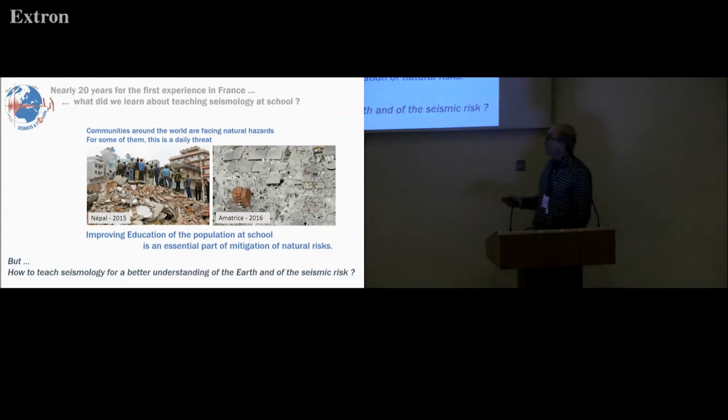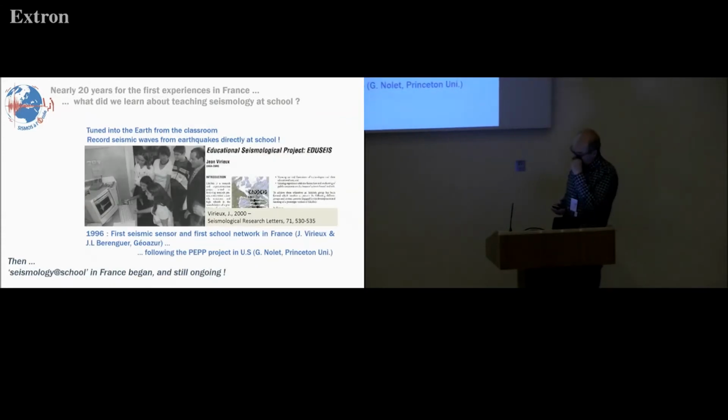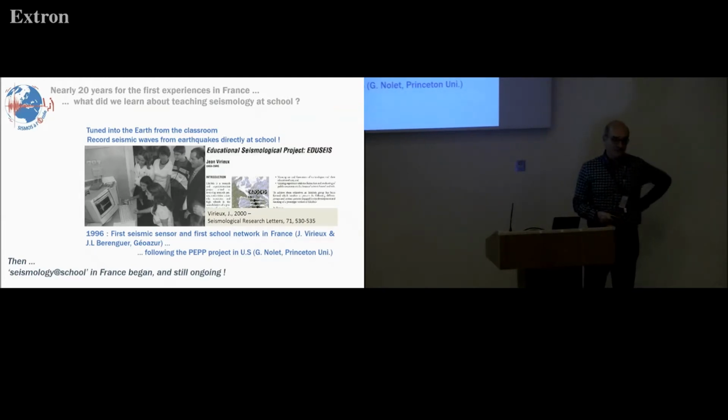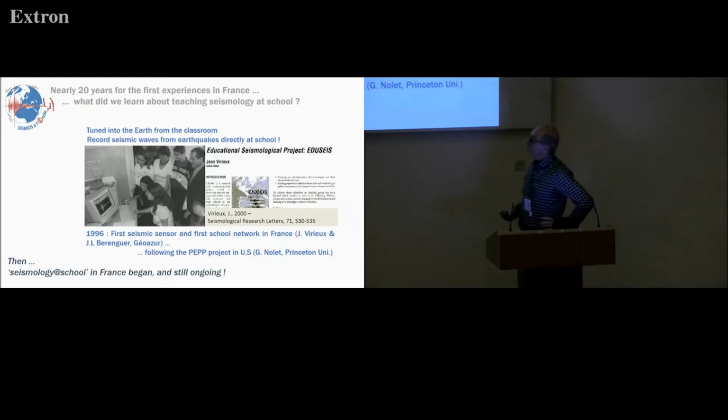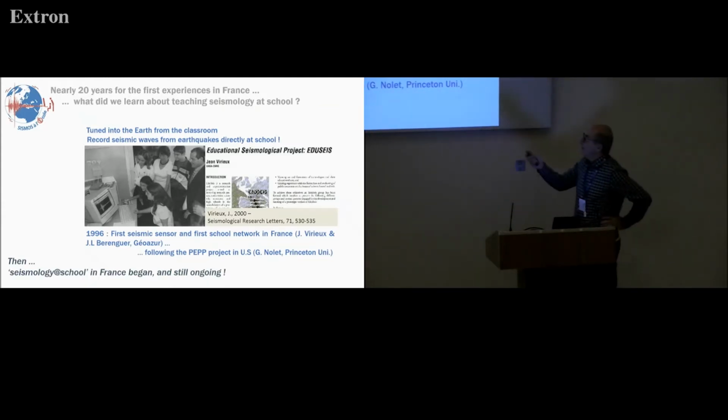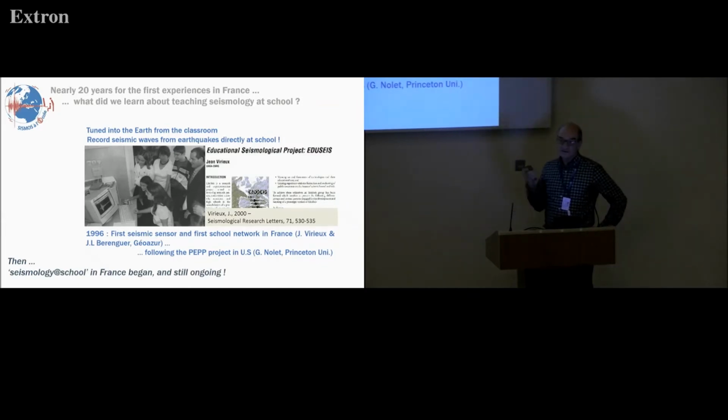The first thing that we began a long time ago, after the PEP project that John talked about, the project managed by Gus Nolet in Princeton, is that we chose this idea to install seismometers at school. Of course, it's not the only way to educate the population about seismic risk, but it was our choice 20 years ago. And in fact, you see the first experiment. Students recorded earthquakes directly at school. I think it's a good way.